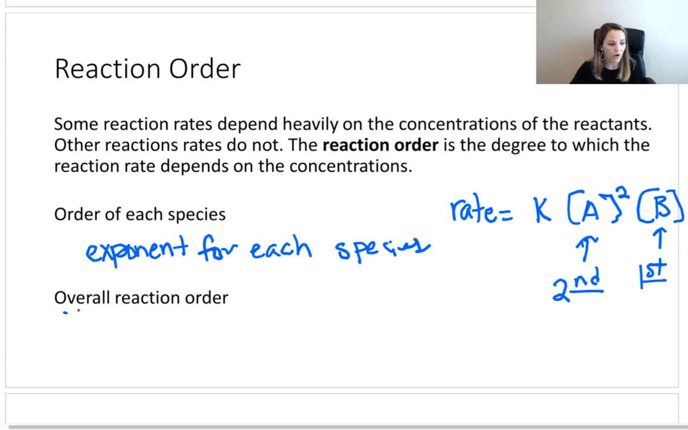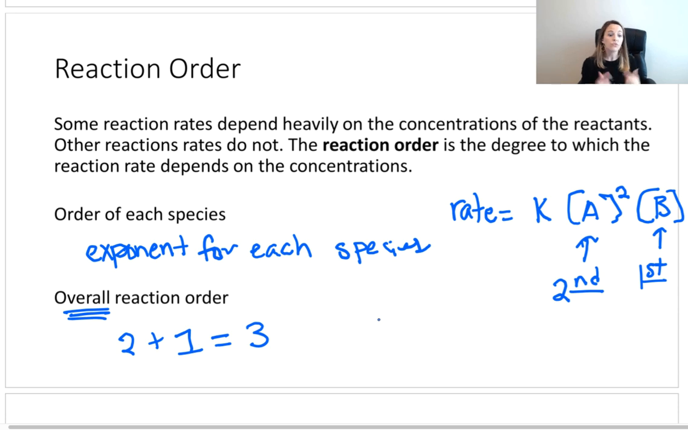Your overall reaction order, though, is just the sum of your exponents, or the sum of the order of your other species. So in this example, it would be X plus Y for the last slide, but here it would be 2 plus 1, which is going to give us an overall reaction order of 3. So if I asked you, what is the order for A, you would say 2. The order for B, you'd say 1. And the overall order for your reaction is 3.